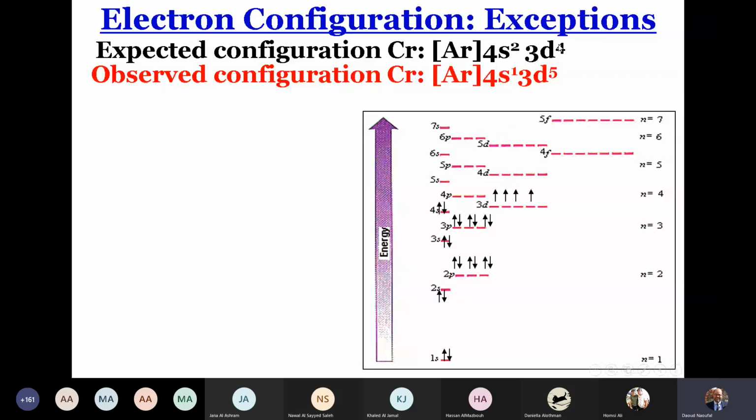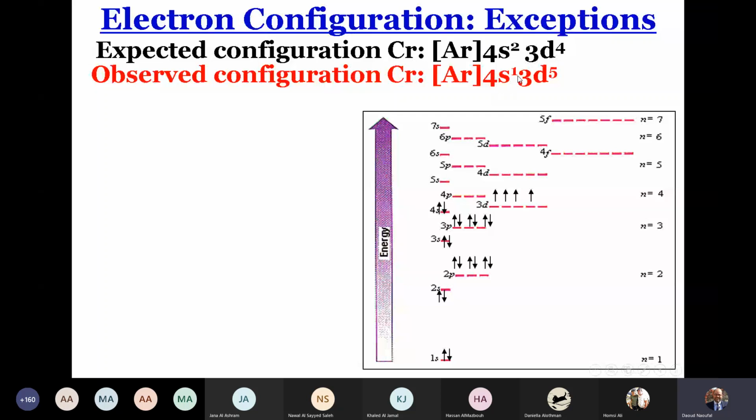And as we know, when an electron passes from a lower energy level to a higher energy level, the atom should absorb energy. In this case, the transfer from 4s to 3d is spontaneous. It takes effect without adding energy to the atom. So the experimental electronic configuration is 4s1 3d5.